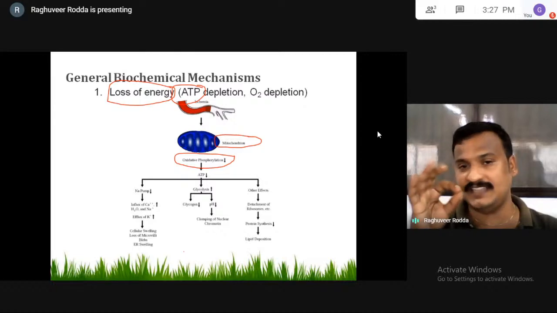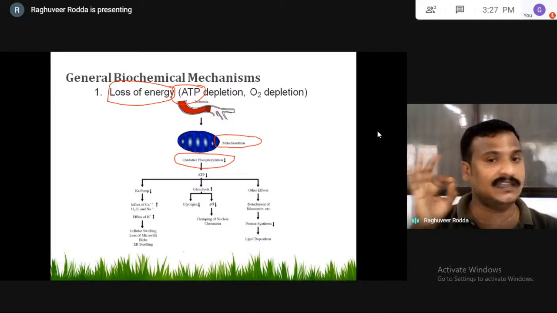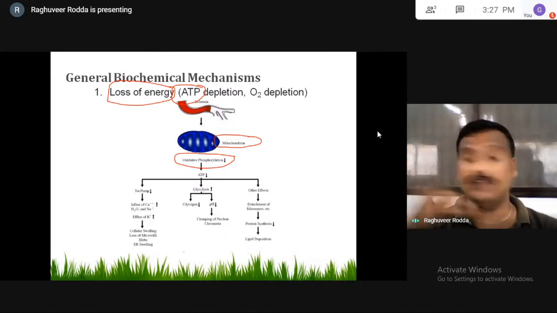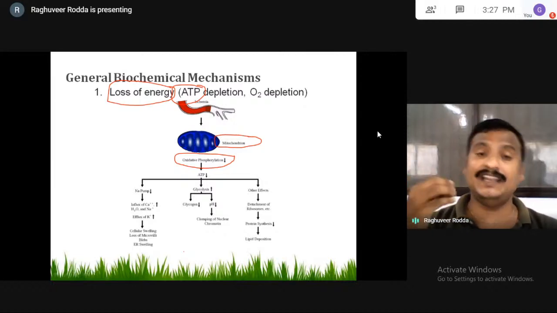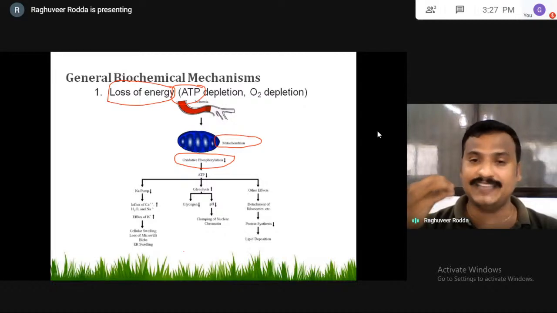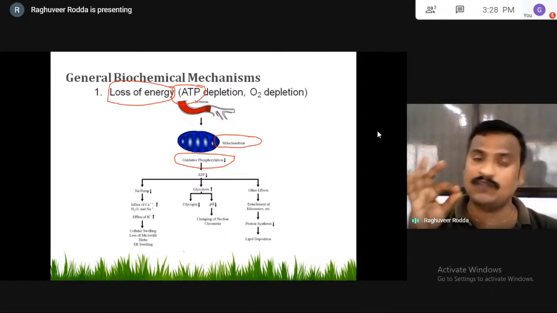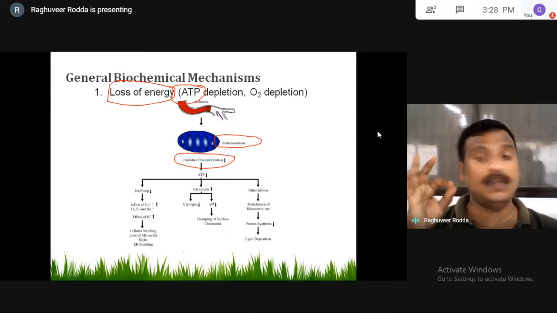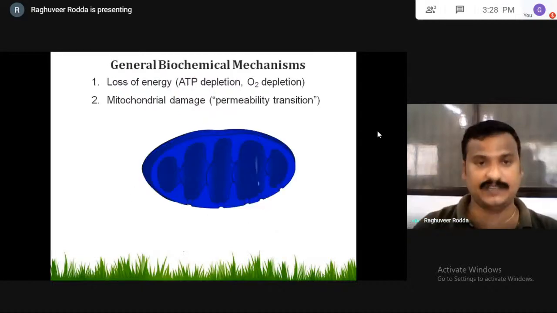Ischemia is a very common and very vital cause for a wide variety of cell injurious conditions. No need for infection. If by any means the cell is unable to get its perfusion through the capillaries, the first and foremost function of the cell that is affected is the production of ATP by oxidative phosphorylation. Aerobic respiration of the cell is affected.